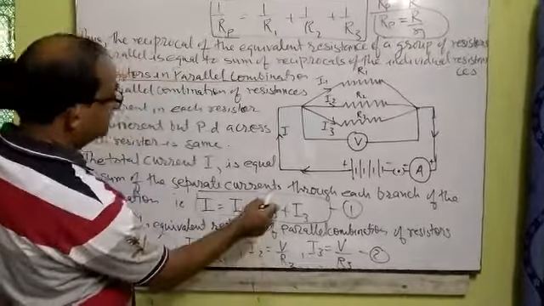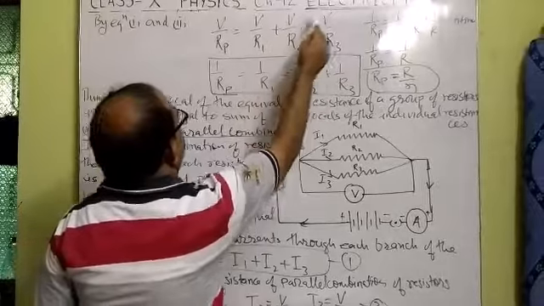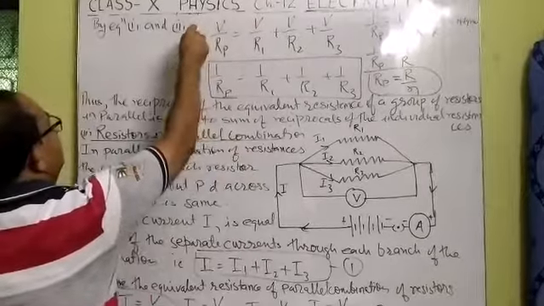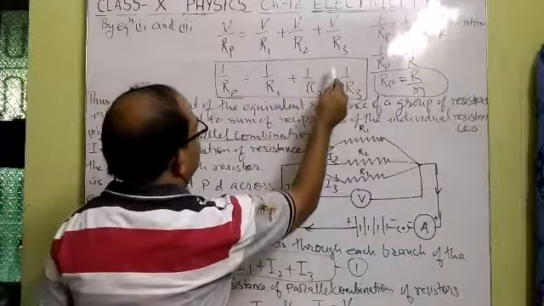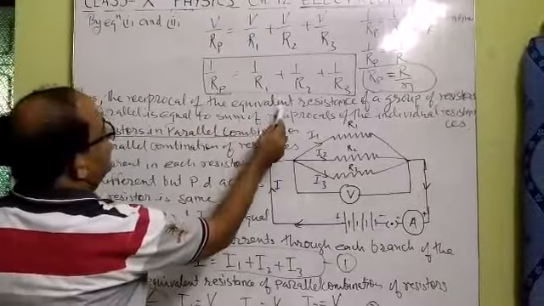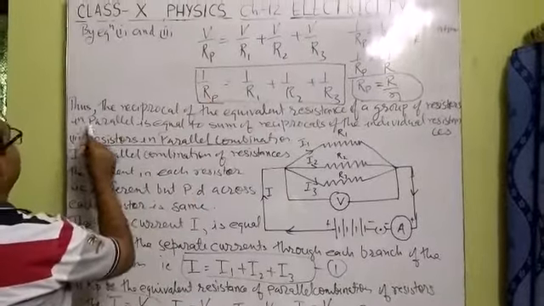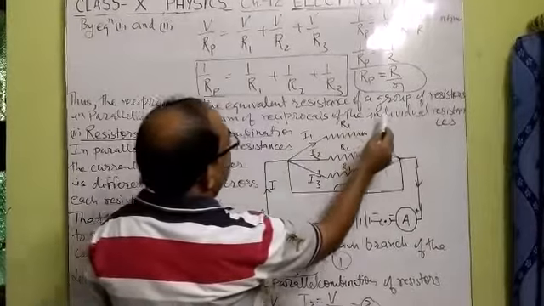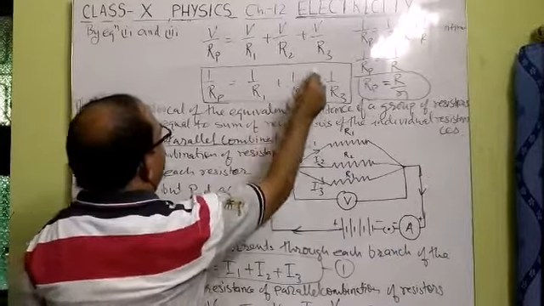If we place these values in equation 1, we get V upon Rp equal to V upon R1 plus V upon R2 plus V upon R3. If we take V as a common factor from the right side, it cancels the V from the left side, and the relation 1 upon Rp equals 1 upon R1 plus 1 upon R2 plus 1 upon R3 is left. Now we can conclude that the reciprocal of the equivalent resistance of a group of resistors in parallel combination, that is 1 upon Rp, is equal to the sum of the reciprocals of the individual resistances. That is, 1 upon Rp equals 1 upon R1 plus 1 upon R2 plus 1 upon R3.